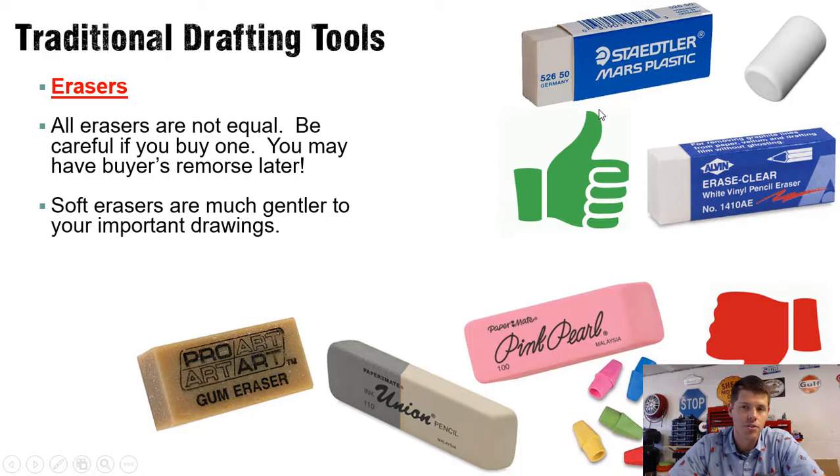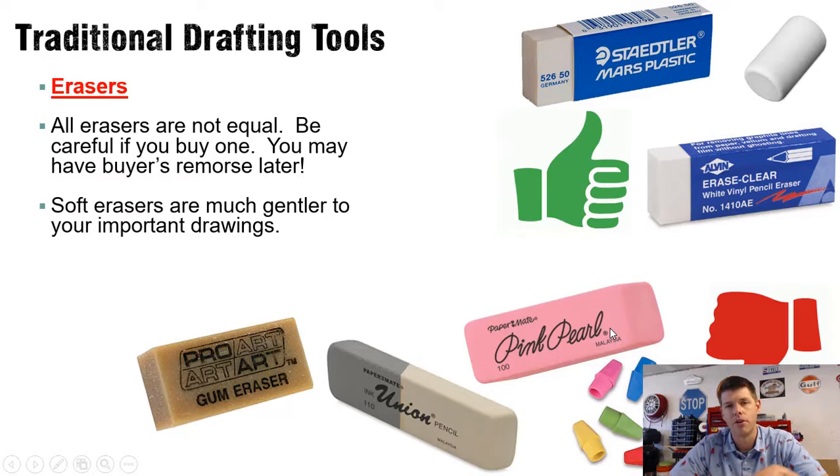You can buy them in packages, usually of like 3 of them. They'll last you forever, but they erase the best. They make the least eraser shavings, and they clean up your paper really nice. So stay away from these ones at the bottom, like this thing, the Pink Pearl.